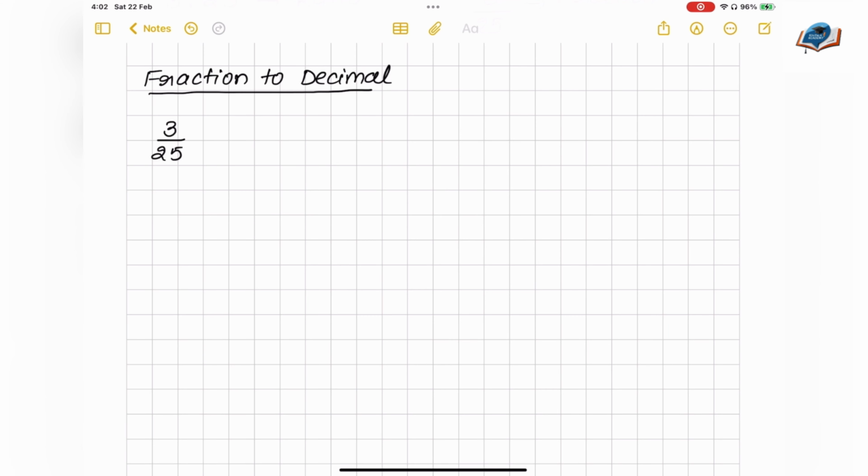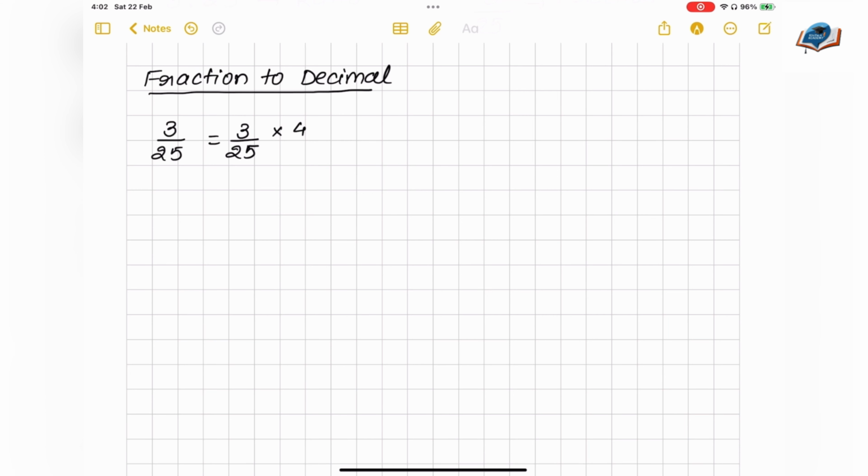This is my fraction and I want to convert it to decimal. One way to convert this is I divide 3 by 25, or the easiest way, according to me, is to make the denominator 10, 100 or 1000. So here if I make the denominator 100, it will be easy for me.